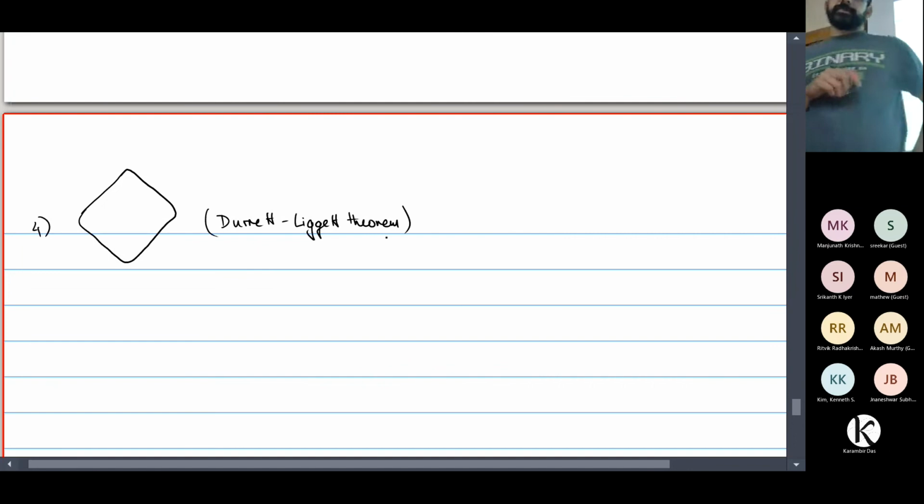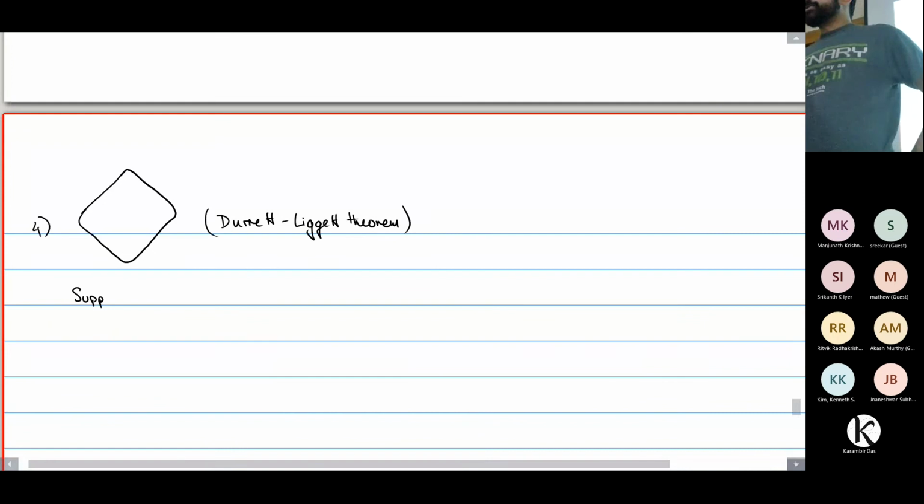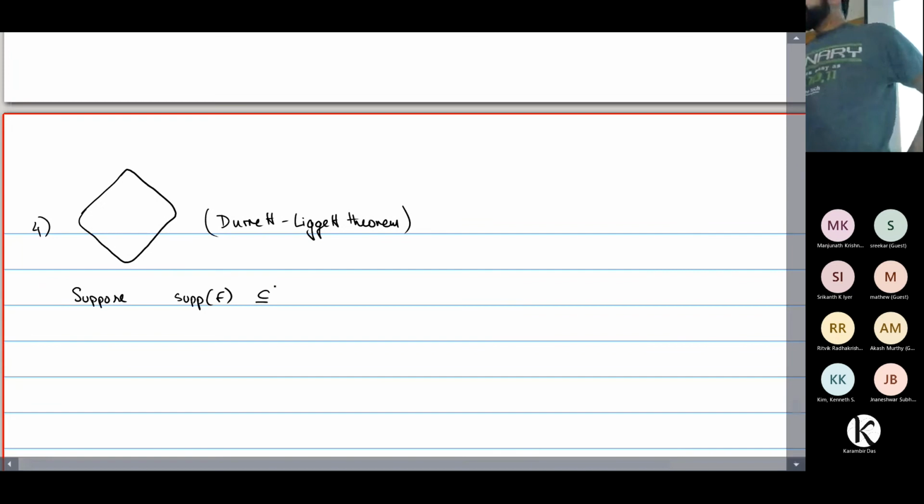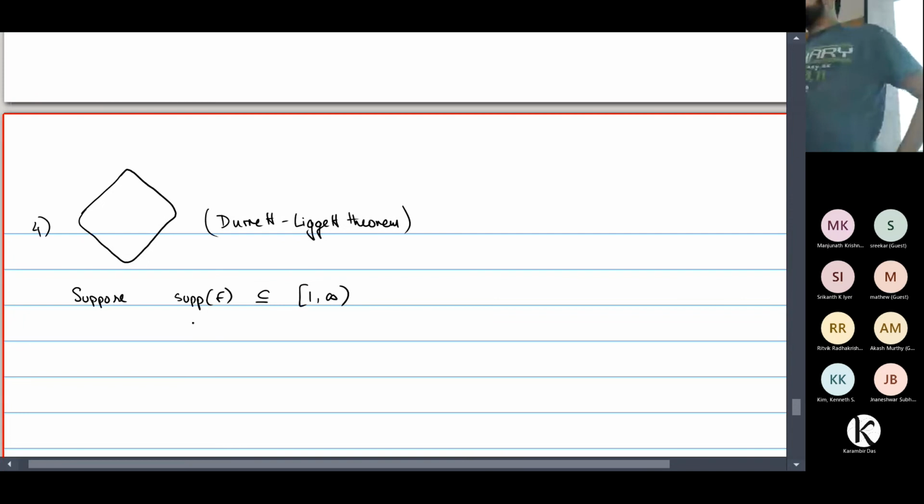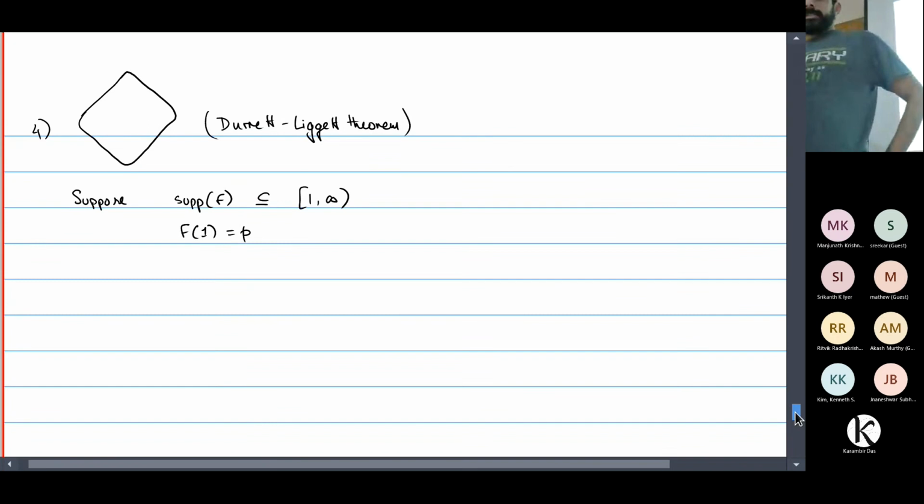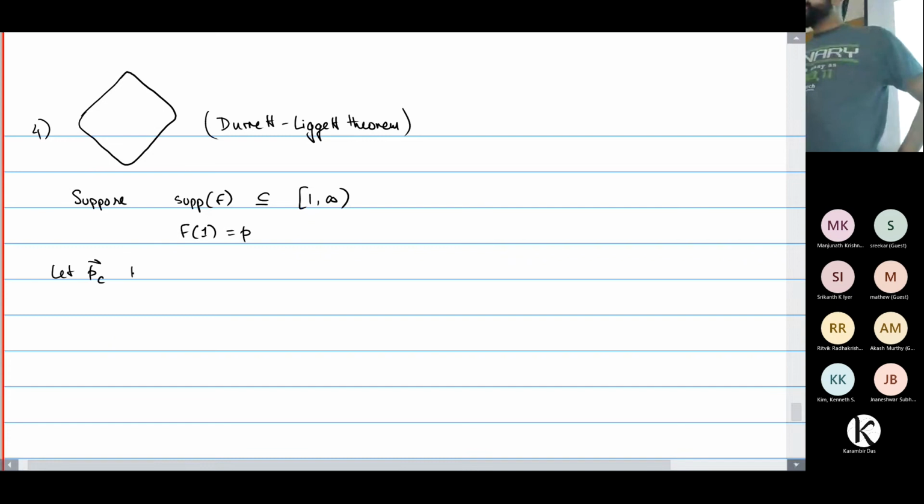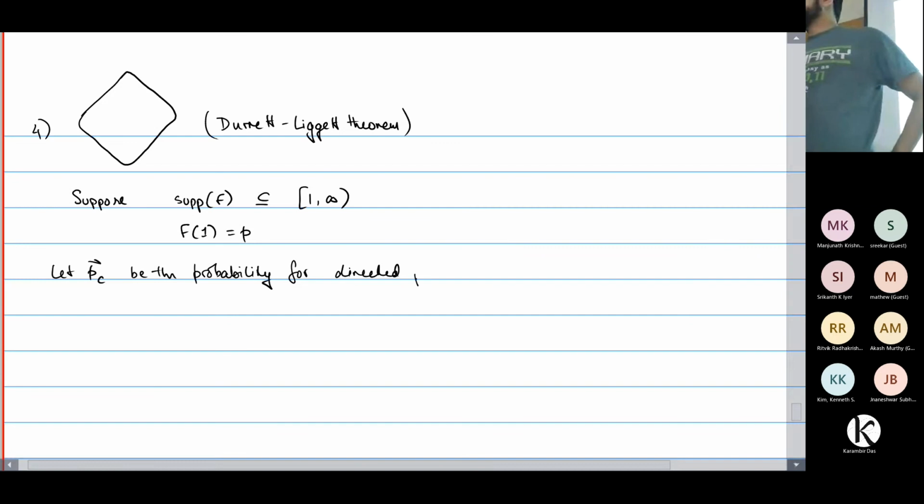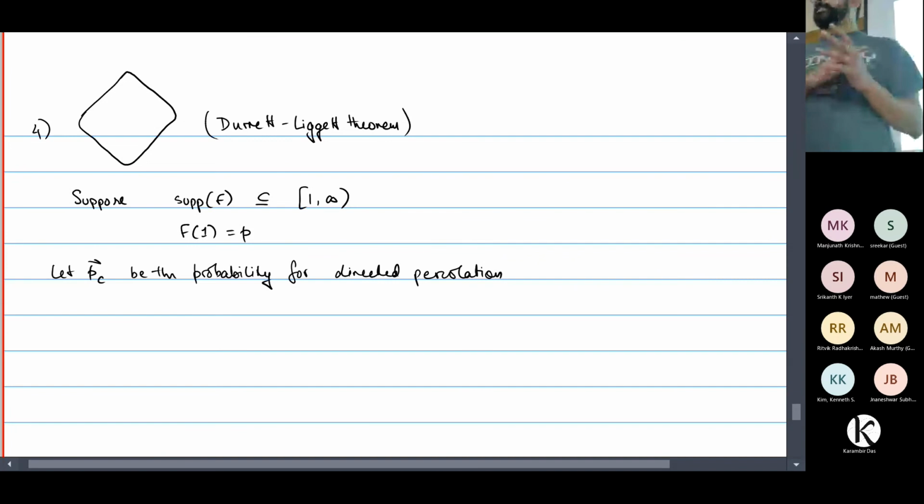It says, suppose the support of F is contained inside one infinity. One is not that important. And f of 1 is equal to p, and let p sub c be the probability for directed percolation. It's just some number related to percolation theory.